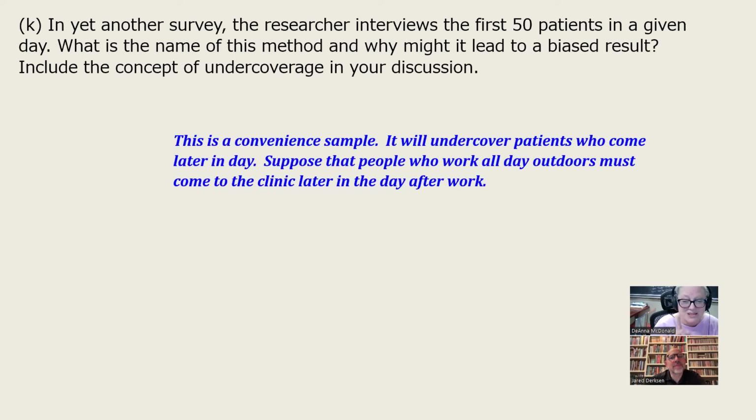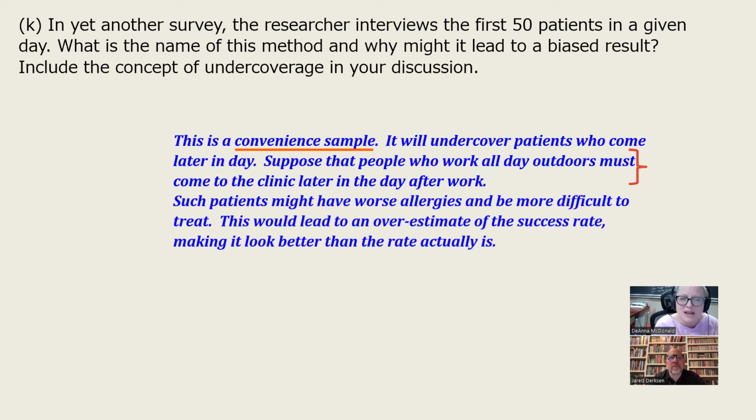So suppose that the people, this is the part where you live in the world, suppose that the people who work all day outdoors must come to the clinic later in the day after work. So it's a convenient sample. They work outdoors. Well, why might that be a problem? Well, those patients might have worse allergies because they work outdoors and be more difficult to treat. And this would lead to an overestimate of the success rate, making it look better than the rate actually is. So identify the source of the bias as well as the direction in my solution. So there's the source and there's the direction.